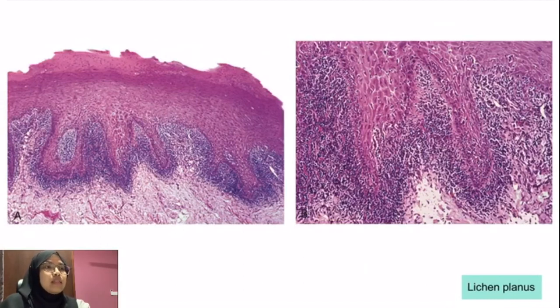As you can see in this first picture, you can see intense band-like infiltration of the inflammatory cells, and you can also see the sawtooth shape of the rete ridges. In the second picture, you can see the hydropic degeneration of the basal cell layer, and also intense inflammatory cells in the subjacent connective tissue.